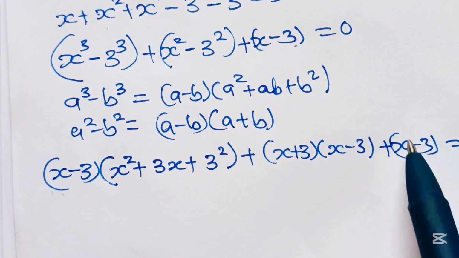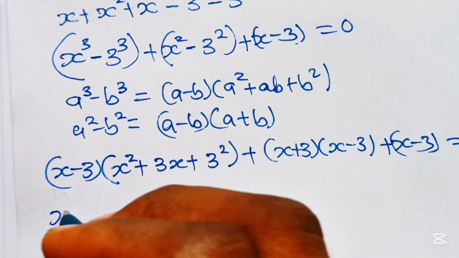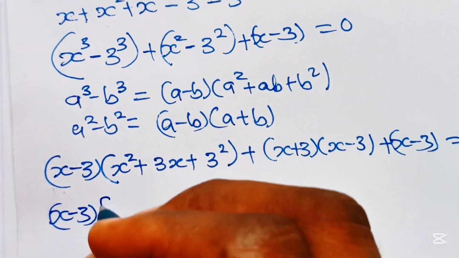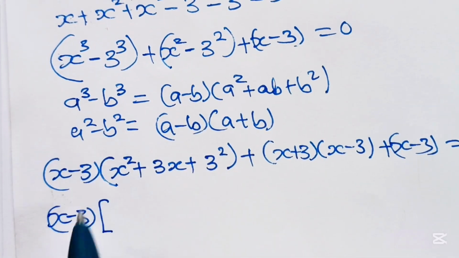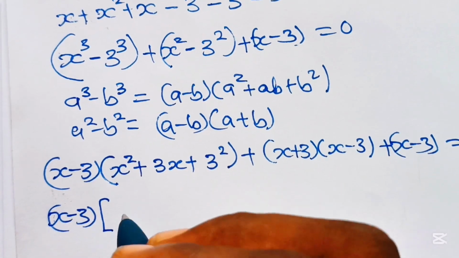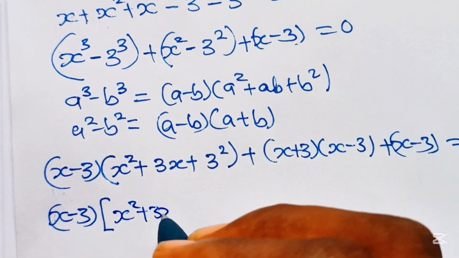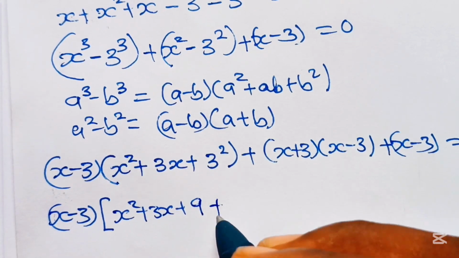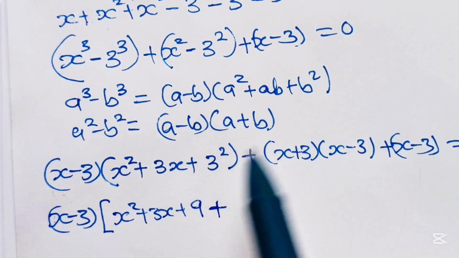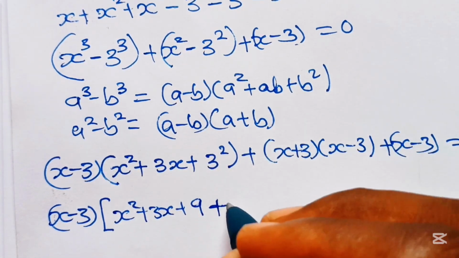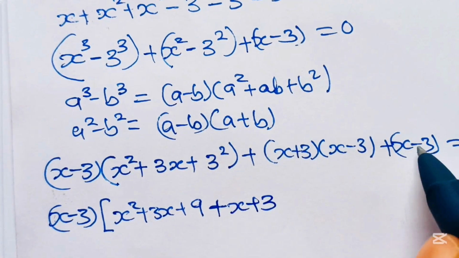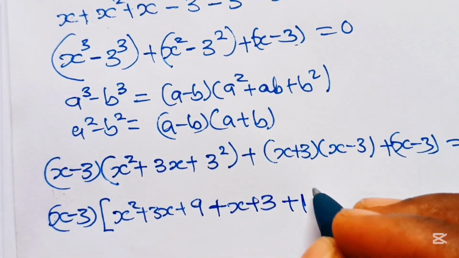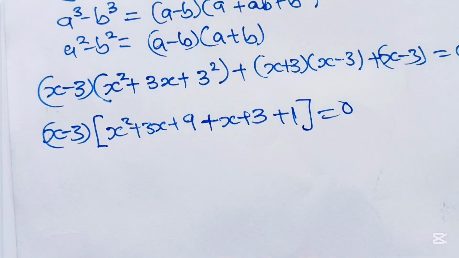We also have x minus 3 here, so let's factorize that out. If we bring that out, we have open brackets. When this is divided by this, we have x squared plus 3x plus 3 squared, which is 9, remaining, right? Then plus, when the whole of this is divided by this, x plus 3 will remain, and when this is divided by itself, 1 will remain, is equal to 0.